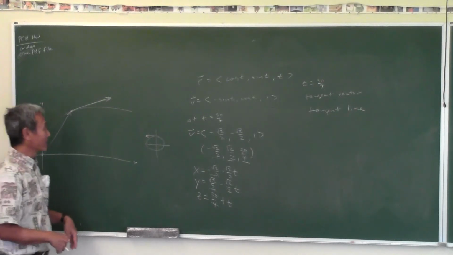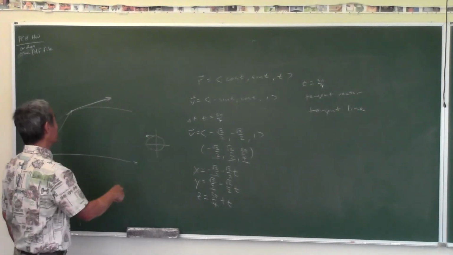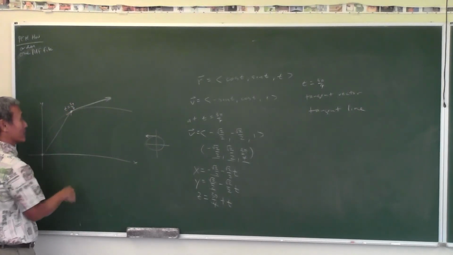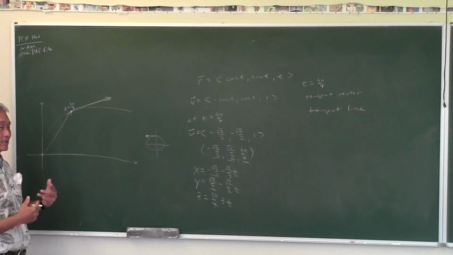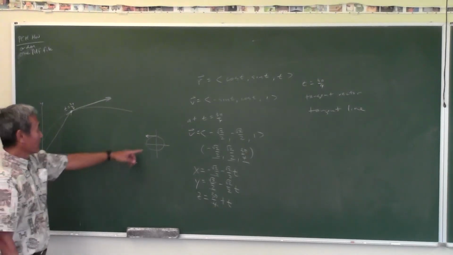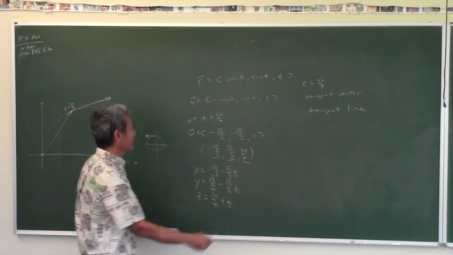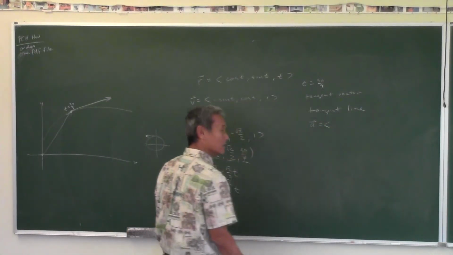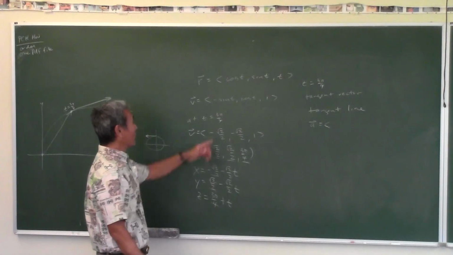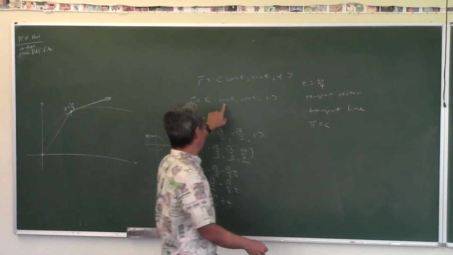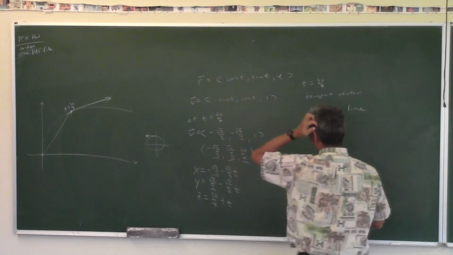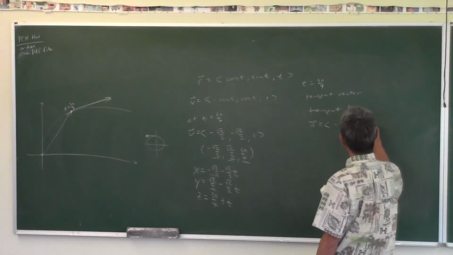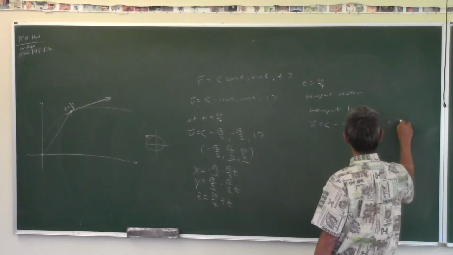In fact, why don't we just do that for funsies? At t equals 3 pi over 4, right here. Let's say that this is 3 pi over 4. What is the angle that the velocity vector makes with the acceleration vector? So, here's the velocity vector. How do I get the acceleration vector? You have to take the derivative. What's the derivative of this? Negative cosine t, negative sine t, 0.